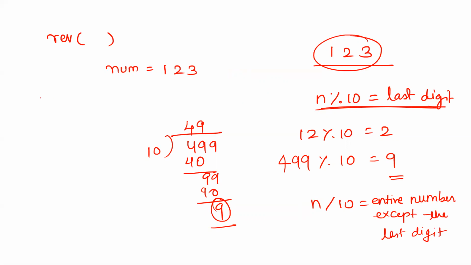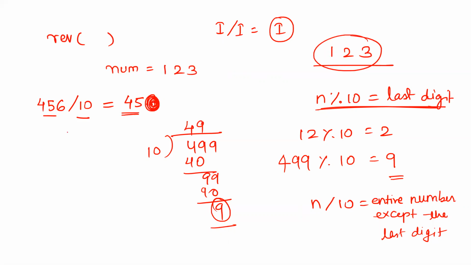Suppose I give you the example 456, and we divide it by 10. In Java, if we divide an integer value by an integer value, the result is always an integer. Normally it would be 45.6, but since both are integer values, the decimal part is ignored. So our answer will be 45. You can see that except for the last digit, we are getting the whole number.